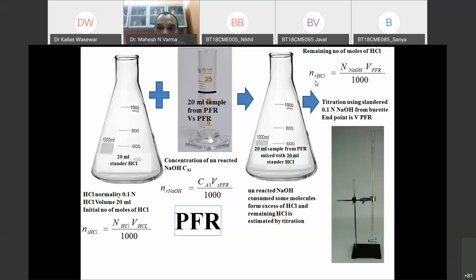So what will be the number of HCl remaining after reaction? That is nothing but the concentration of NaOH multiplied by the volume from the PFR. So the end point of this titration is VPFR.